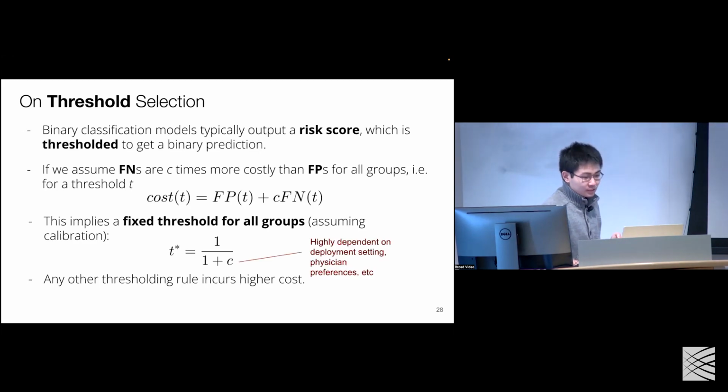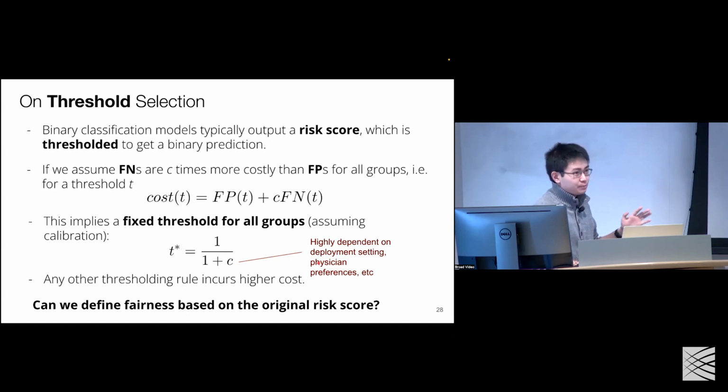But the overall summary is that the threshold that we want to choose is highly dependent on the deployment setting, on the physician preferences, and so on and so forth. So it's impossible to know beforehand, when training a model, what the threshold may be. Okay, and so the real question is, we define fairness based off of prediction at a fixed threshold, based on the binary prediction. But can we define fairness now based on the risk score? Can we either think of fairness in terms of all possible thresholds that we have, or just some fairness definitions based on the original risk score?